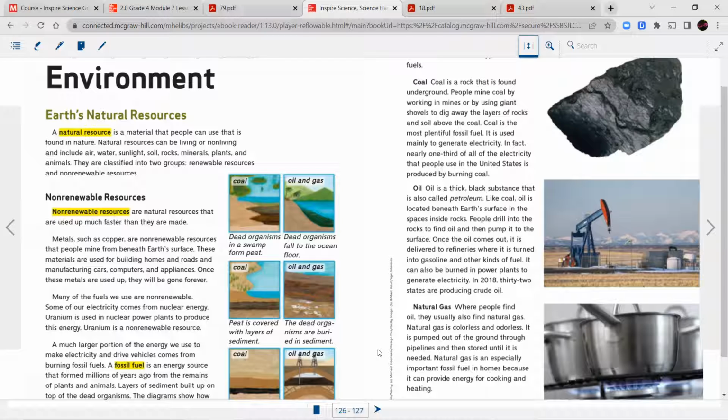Coal is the most plentiful fossil fuel. It's used mainly to generate electricity. In fact, nearly 1/3 of all the electricity that people use in the United States is produced by burning coal.